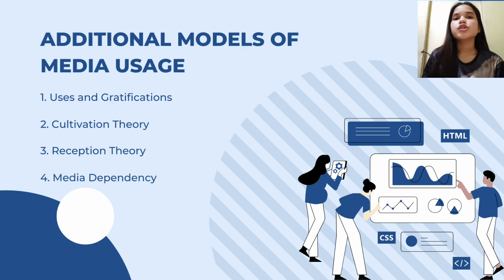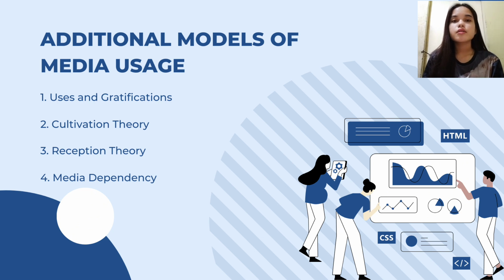There are also additional models of media usage. So the first one is uses and gratifications. Individuals seek specific media content to fulfill personal needs and desires, shaping their media consumption patterns and preferences. For example, a student uses social media to stay connected with peers, seek entertainment, and access educational resources based on personal interest and needs.